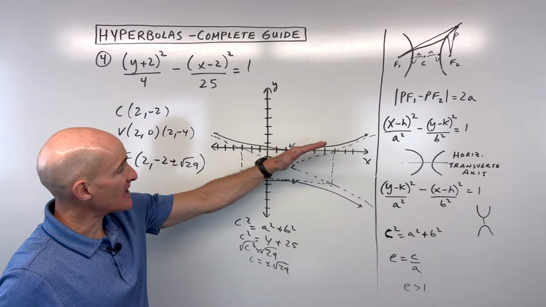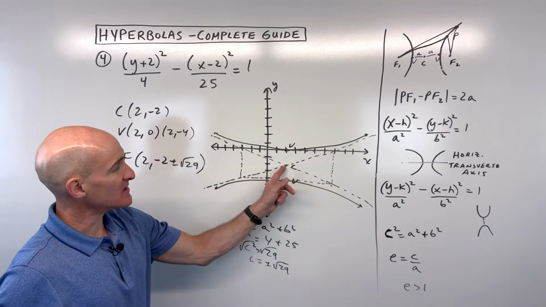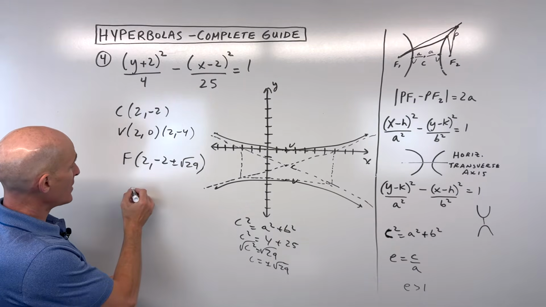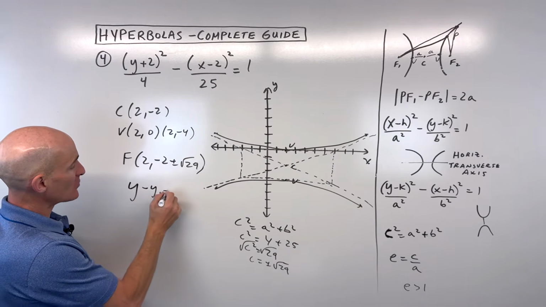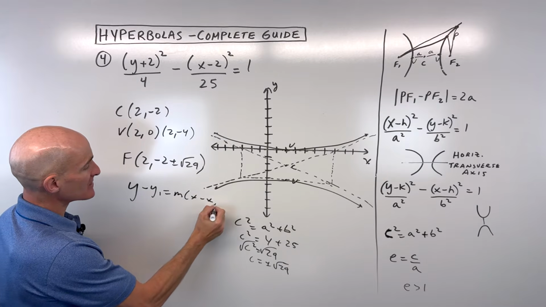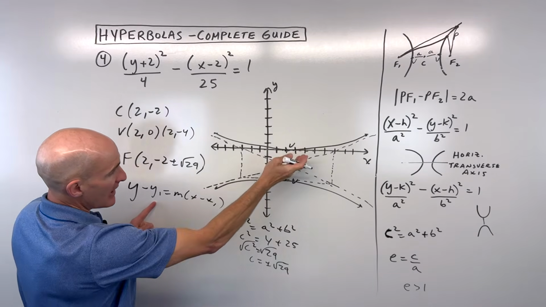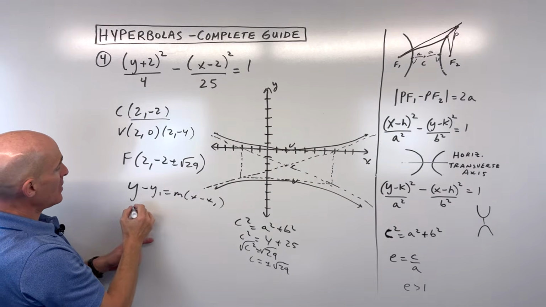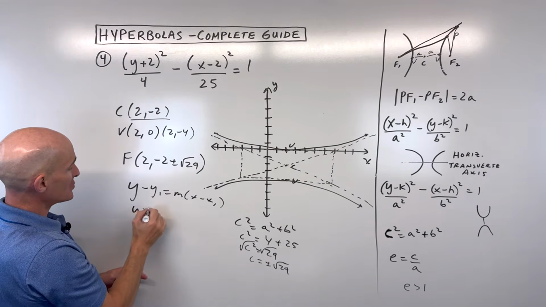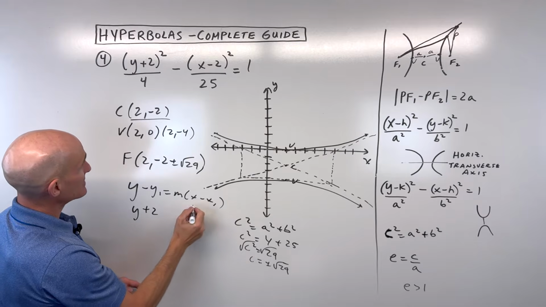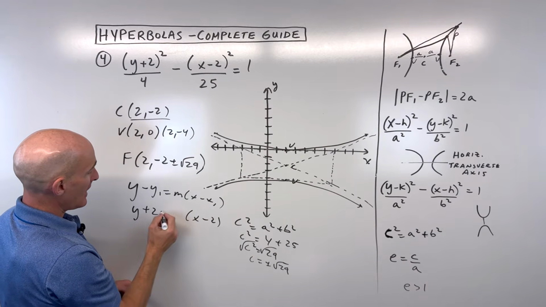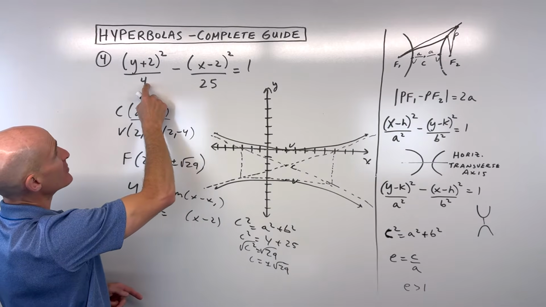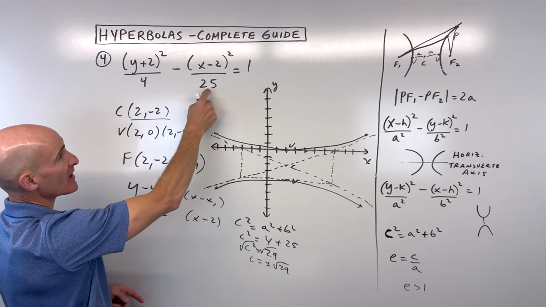Now the equations of the asymptotes, again, it's a little bit trickier because the center is not at the origin. We can use our point slope form of the equation of a line. Remember, that's y minus y1 equals m times x minus x1. The asymptotes always go through that center point, so we're going to use that as a guide here. We're going to say y minus negative 2, which is y plus 2, equals m times x minus 2, and then our slope is going to be the rise over the run, or you can take the number underneath the y, which is the rise, the number underneath the x is the run.